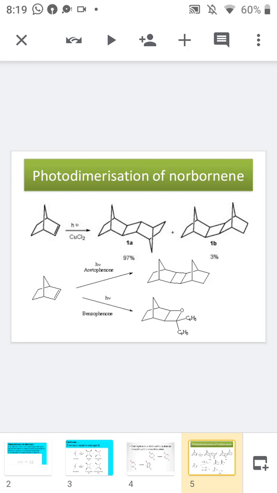And if you do the same experiment in the presence of a photosensitizer, usually we use a ketone as a sensitizer. If you do the experiment in the presence of acetophenone, we will get this product, and if you use benzophenone, the addition of the alkene and benzene occurs. Okay, so I hope that you understood the photodimerization. Thank you.